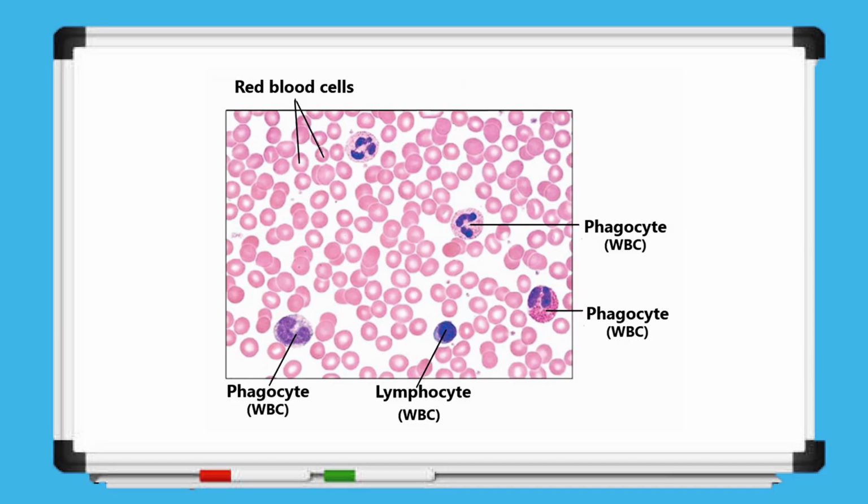The lymphocyte, another type of white blood cell, is easily recognizable by its large, round nucleus that occupies almost the entire cell, leaving only a thin rim of cytoplasm. This visual representation reinforces how red and white blood cells differ in structure and function, making it easier to identify them in both diagrams and actual blood smears.